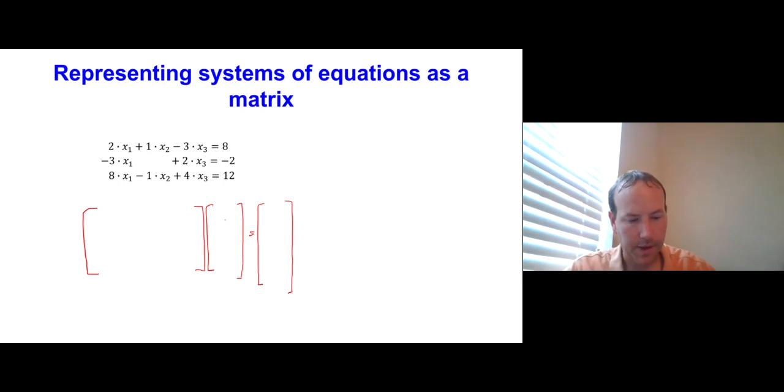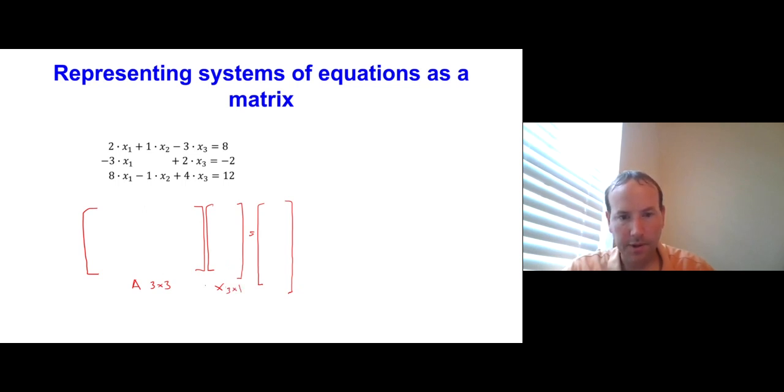And then note that this matrix we'll call A. Think about what size it needs to be. We've got 3 rows, so we've got 3 equations and 3 variables. That means it's going to have to be 3 by 3. And then we're multiplying by a vector of x's, so x has to be 3 by 1.